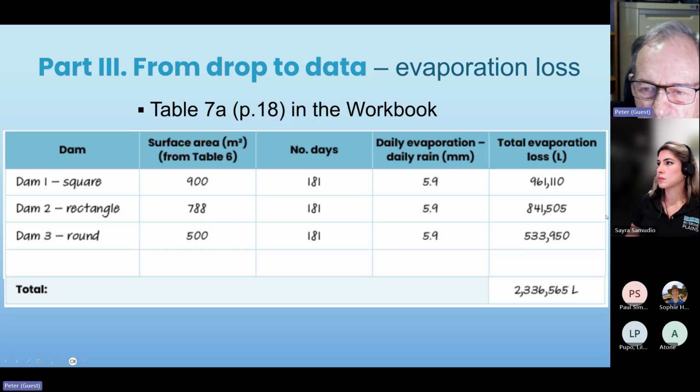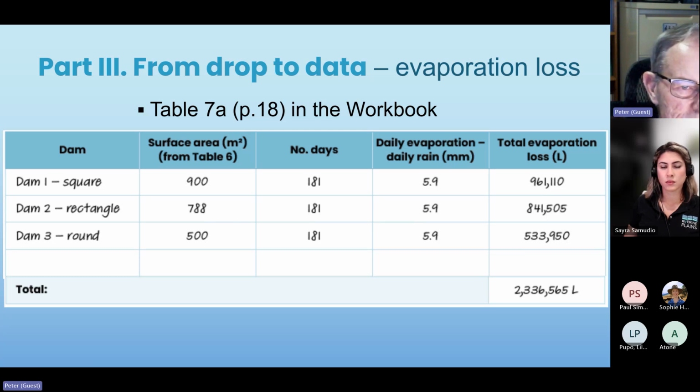So altogether, if we add that up, our evaporation loss is 2,336,565 litres over the 6 months of that dry spell. That's about 2.3 megalitres. Now that's water that you can't catch, you can't get back, and of course your stock can't drink it. It's a fairly substantial loss.